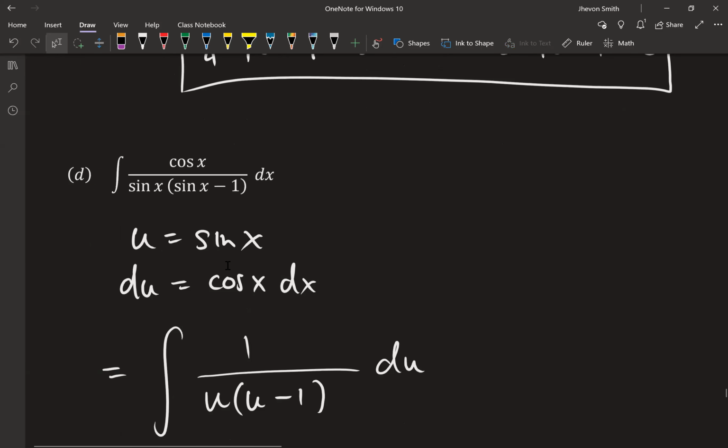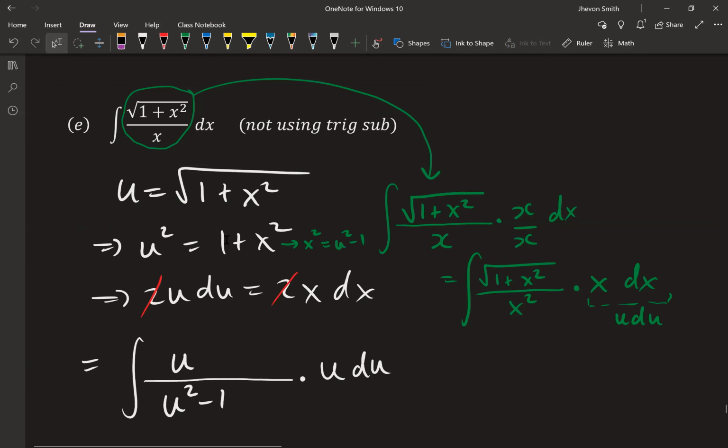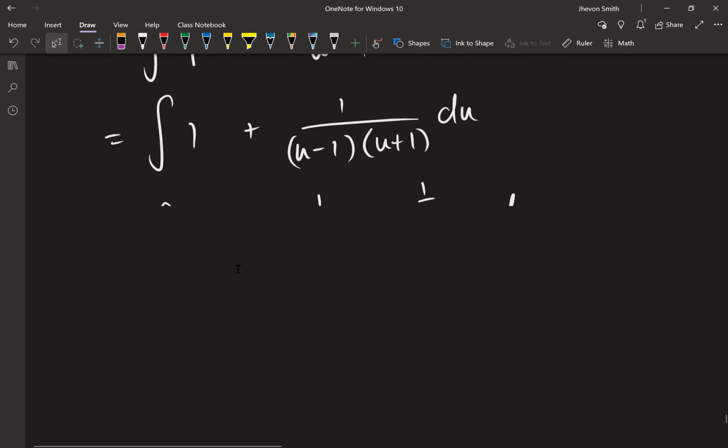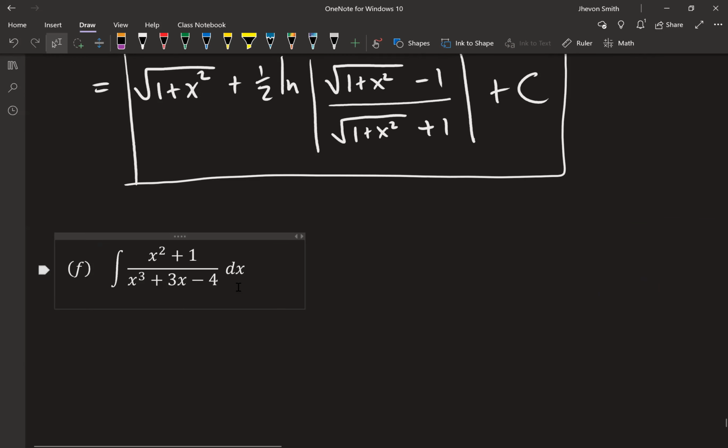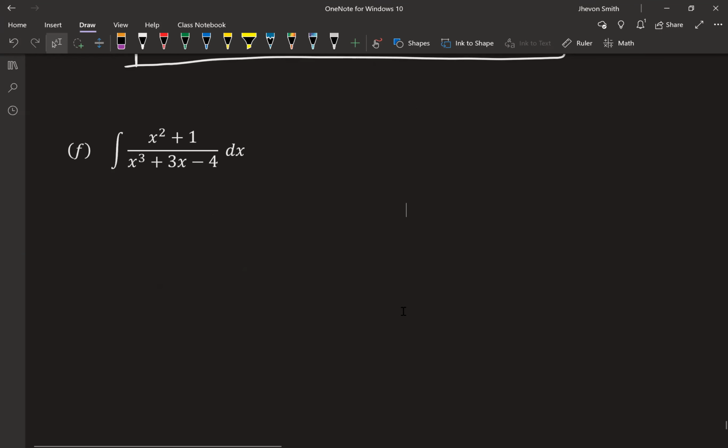So you see something like this, don't think you're stuck with trig substitution. In fact, if I saw something like that, I would prefer this method as opposed to a trig sub. But to each his own or her own. All right, what about this one?